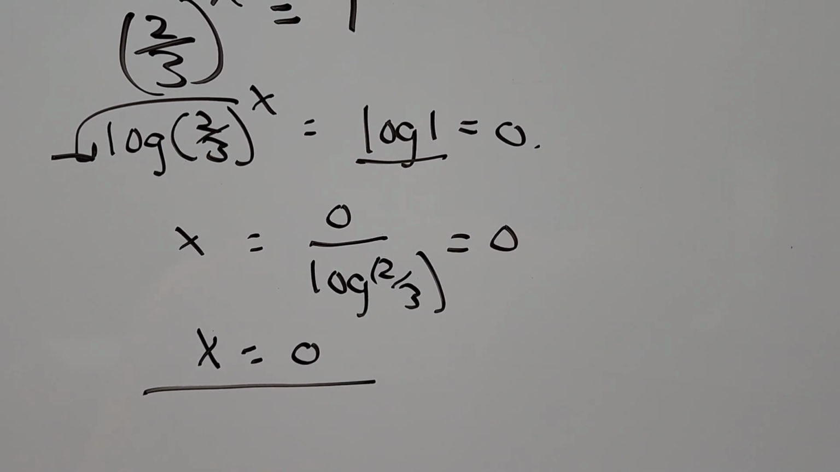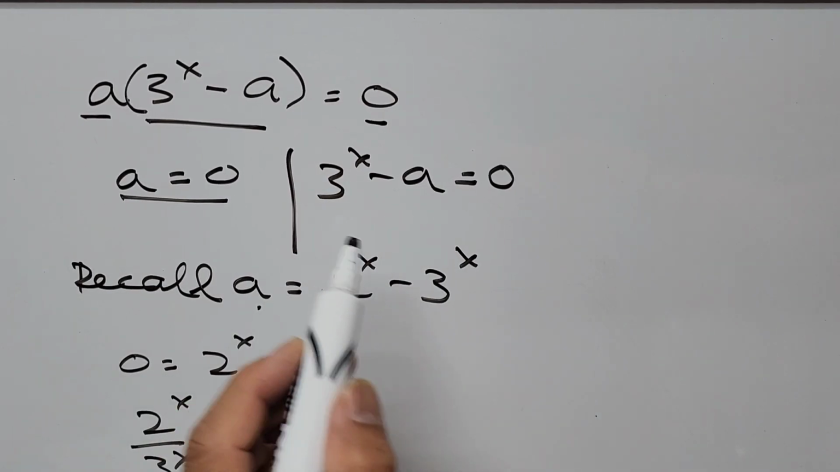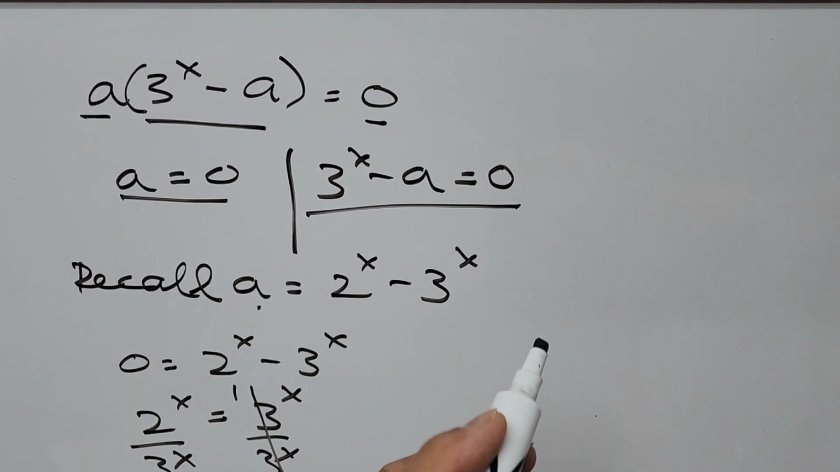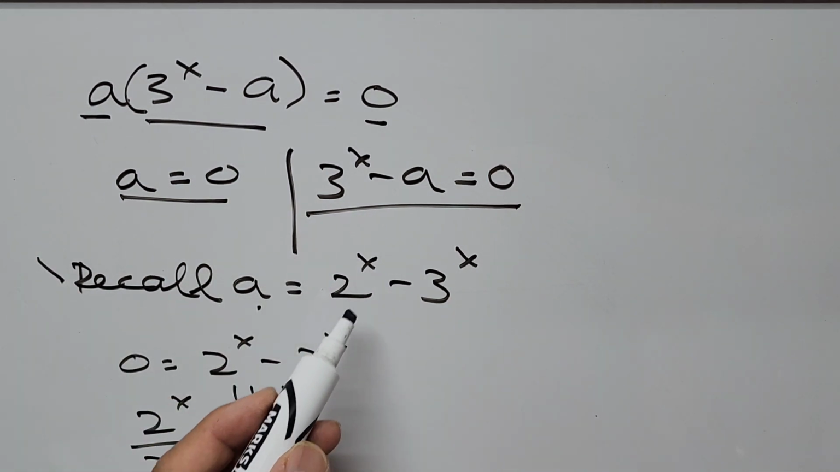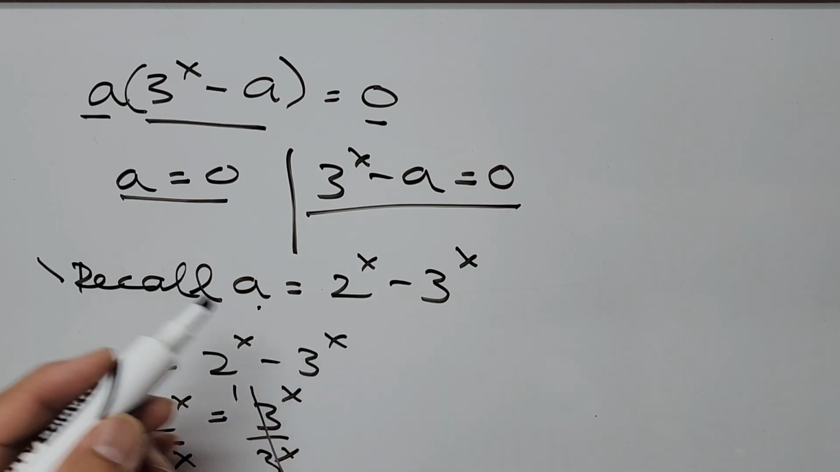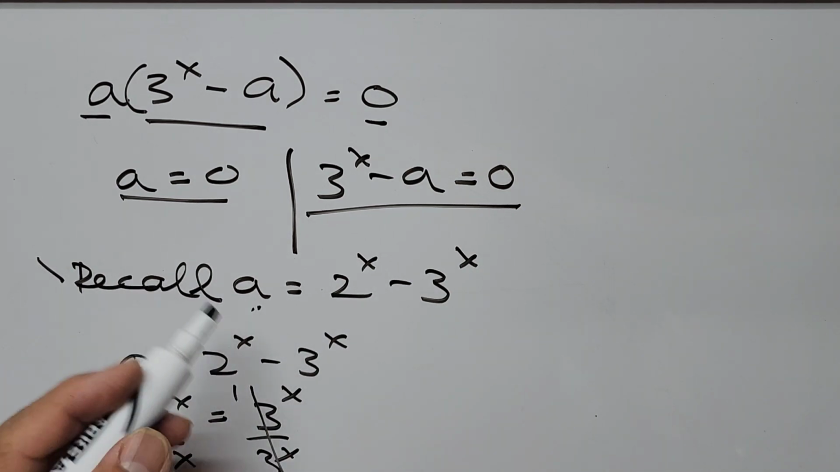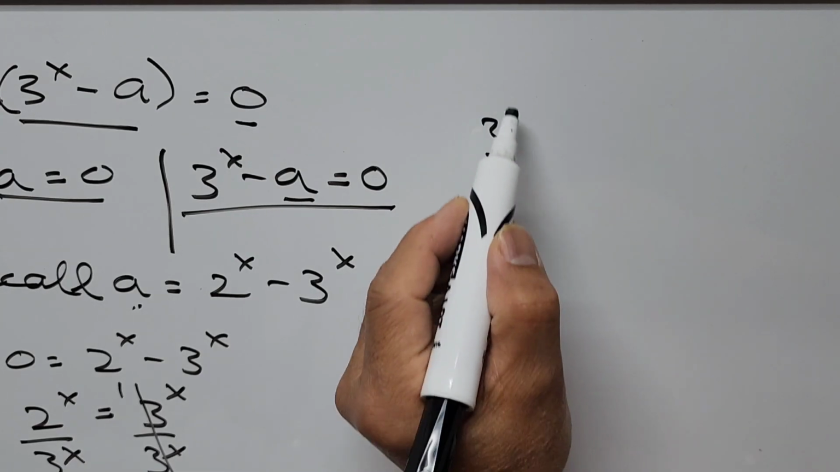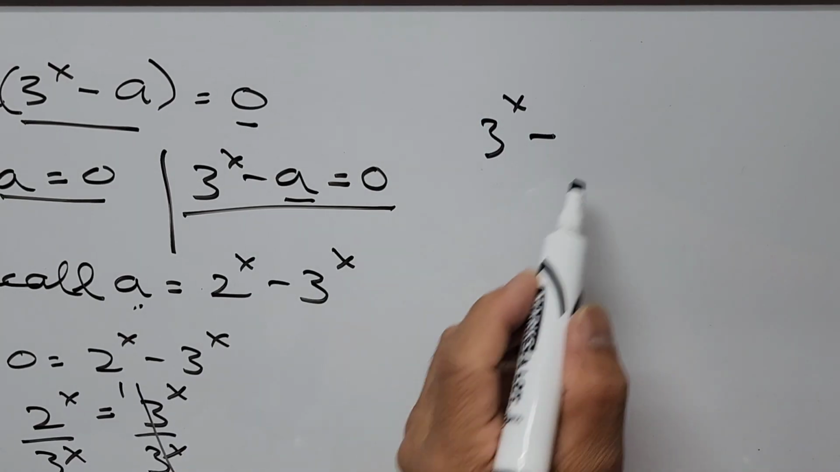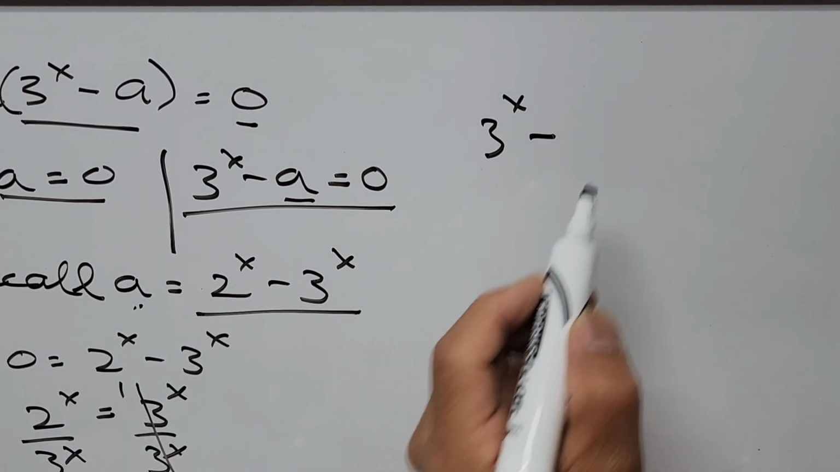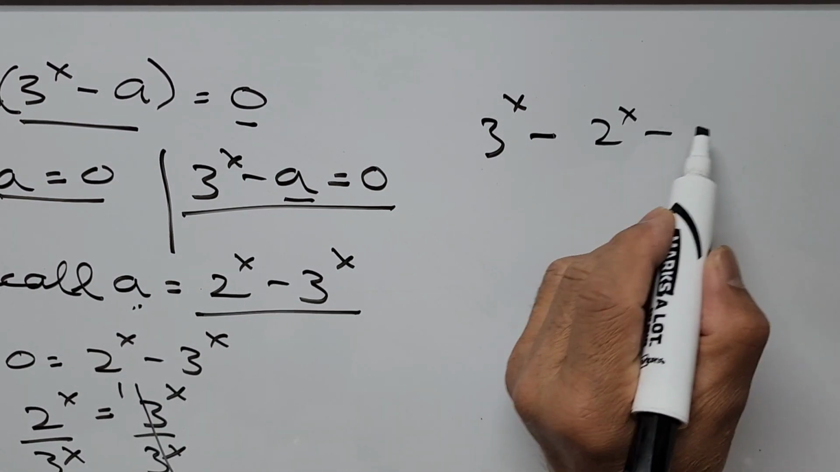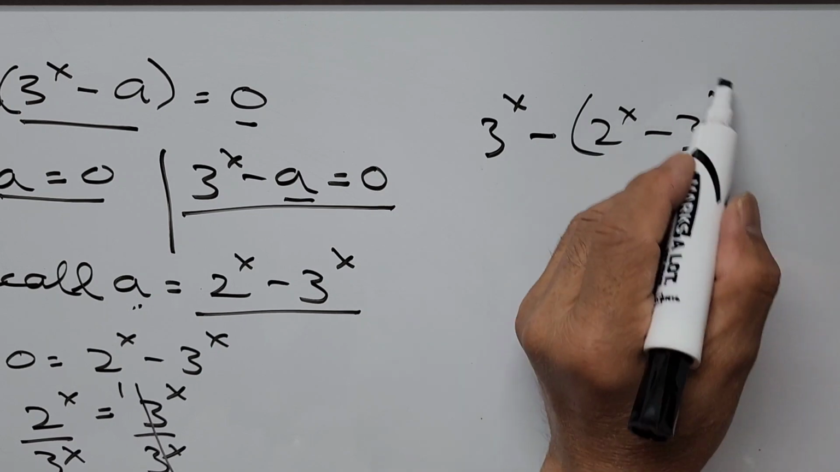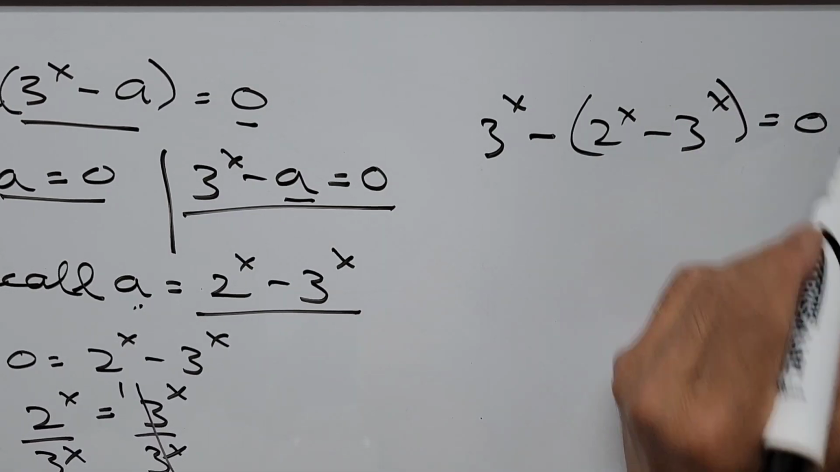And to get the other value of x from this equation, 3 to the power of x minus a equals 0, we're going to recall again that the value of a is 2 to the power of x minus 3 to the power of x. So this value of a is substituted into this equation. So we have now 3 to the power of x minus a, which is 2 to the power of x minus 3 to the power of x, equal to 0.